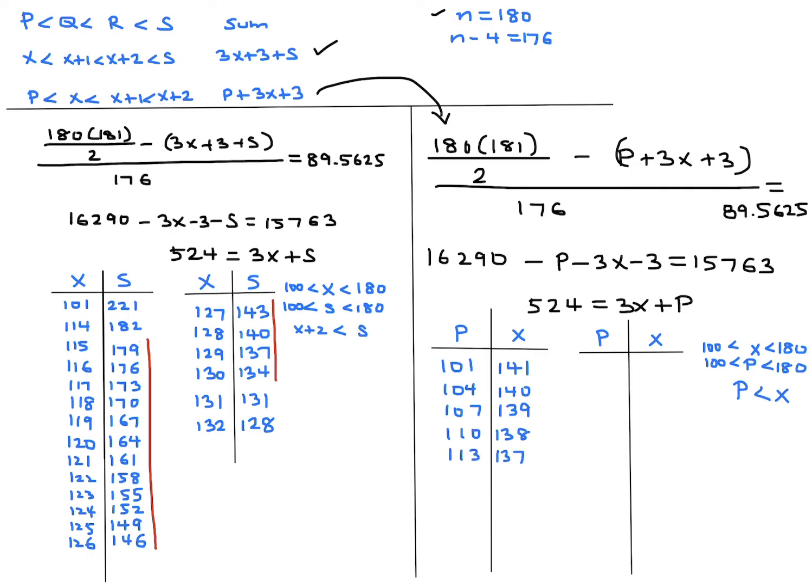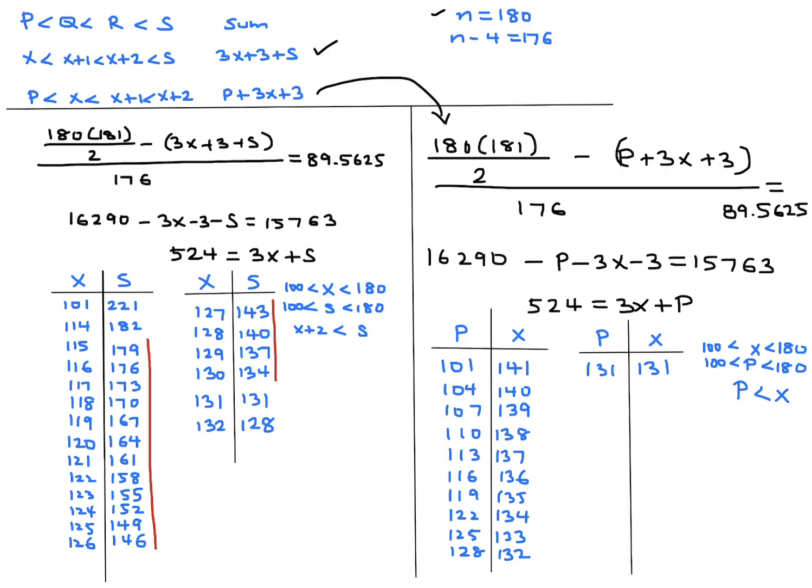113 would give me 137. 116, 136. 119 would give me 135, 122, 134, 125 would give me 133, 128 gives me 132, and then 131 would give me 131. Oh, okay, now this fails this inequality. So at this point, I can only look at these values.